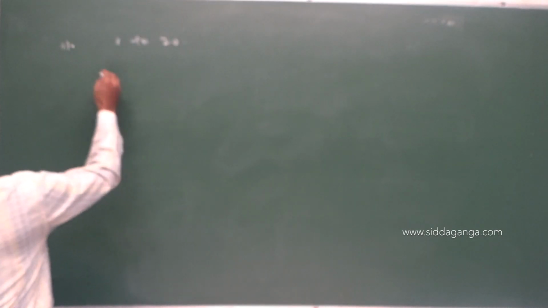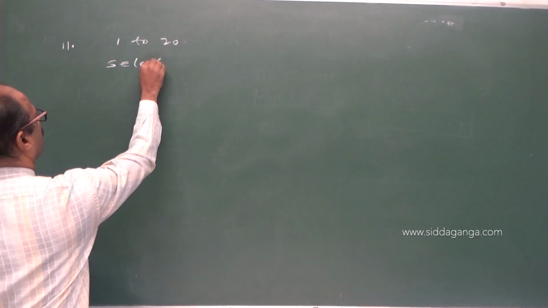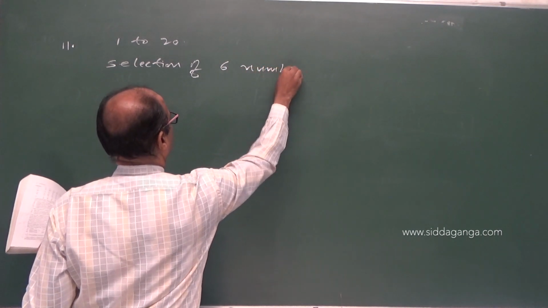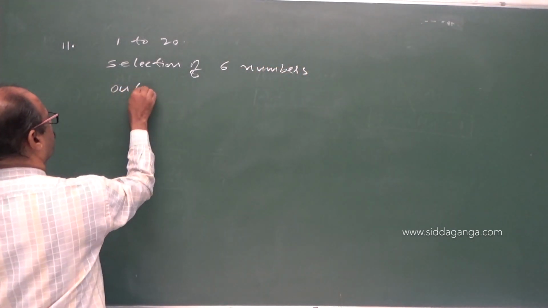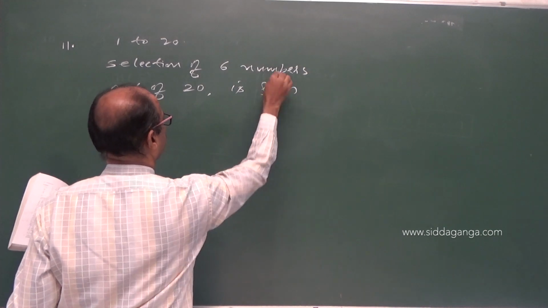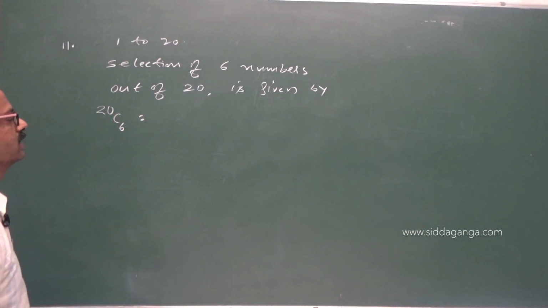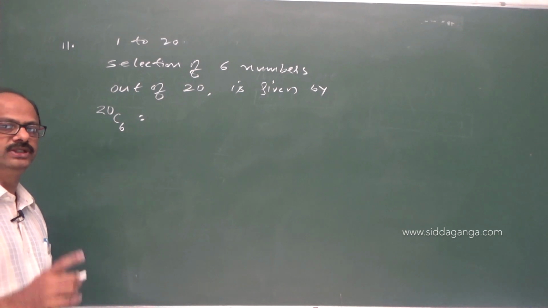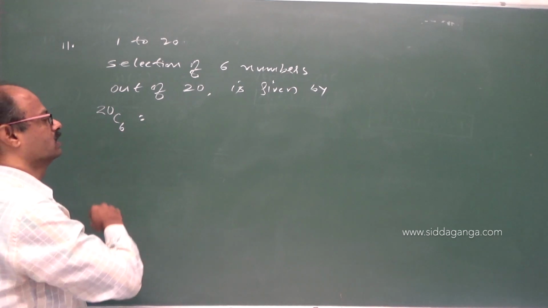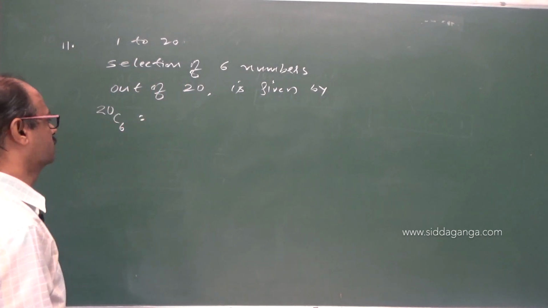So this is selection of six numbers. Selection of 6 numbers out of 20 is given by 20C6. We call it selections. One is arrangement; arrangement means permutation, P. Here, selection, we are selecting 6 numbers out of 20 numbers, so you should write it as 20C6.